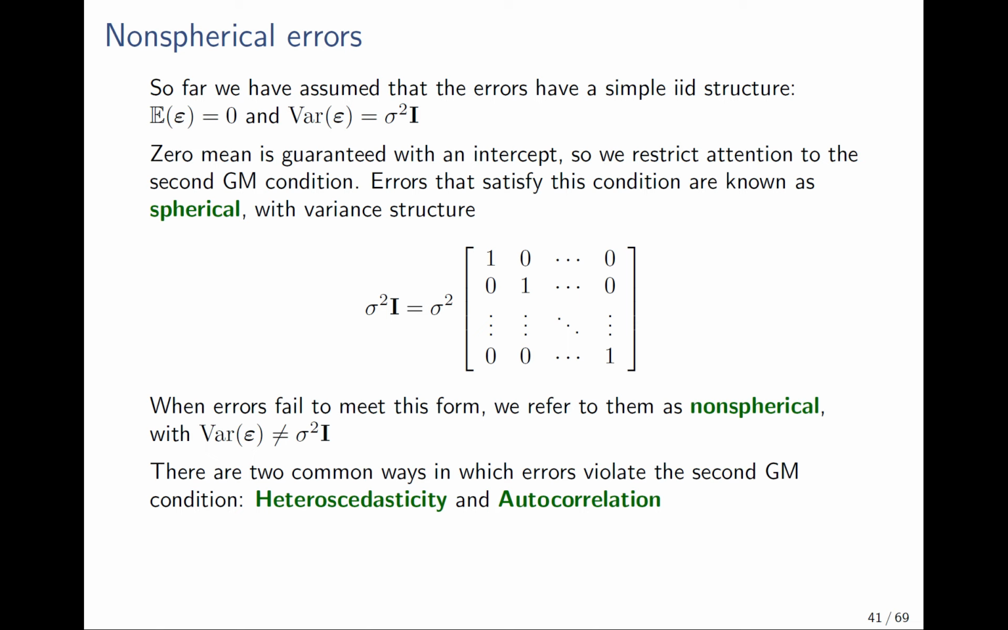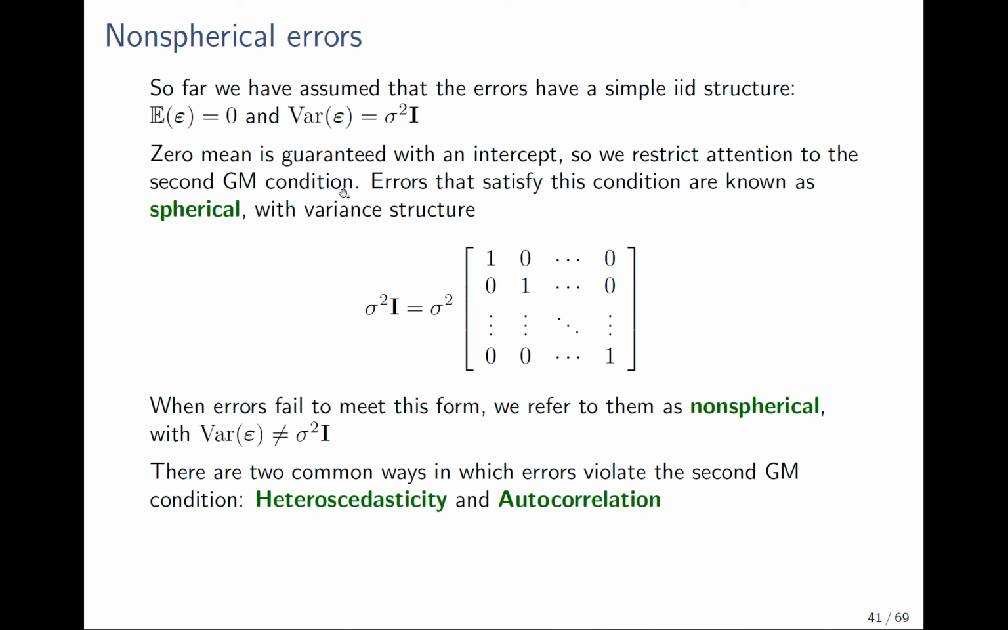So far, we've assumed that the errors in our model have a simple IID structure. So they have a zero expectation, and the variance is given in this form here. The variance of epsilon is sigma squared times the identity matrix.